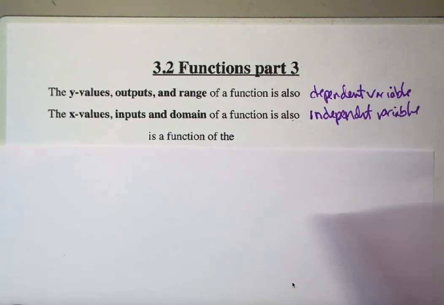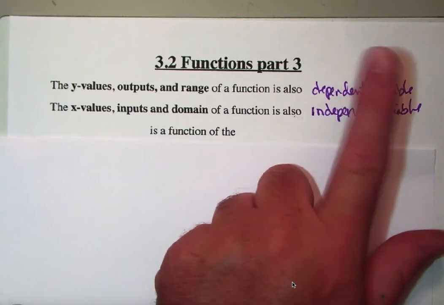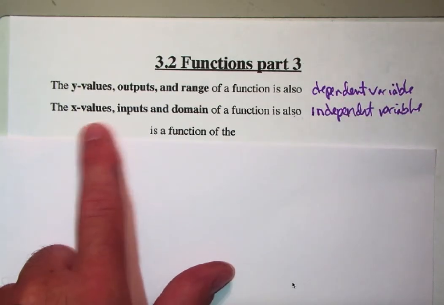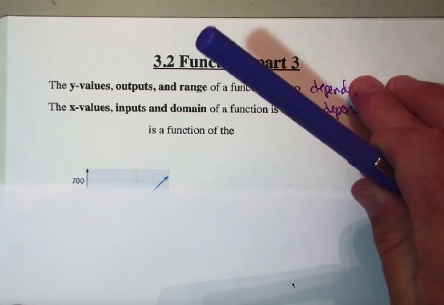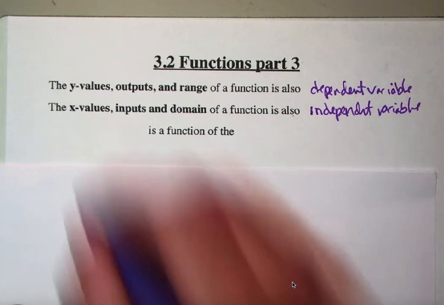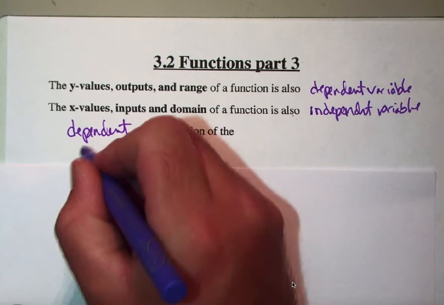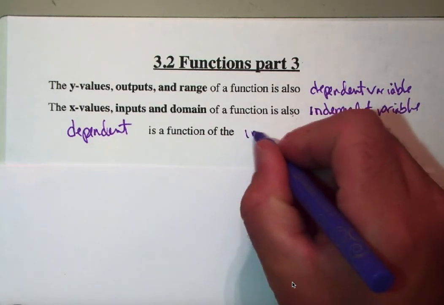So now we're going to use these interchangeably. The y value, the outputs, the range. It's a dependent variable. And the x values, and the inputs, and the domain are the independent variable. And that's going to make sense because the dependent variable is a function of the independent variable.